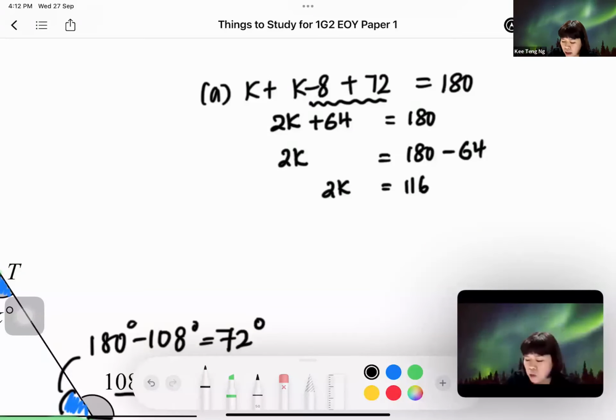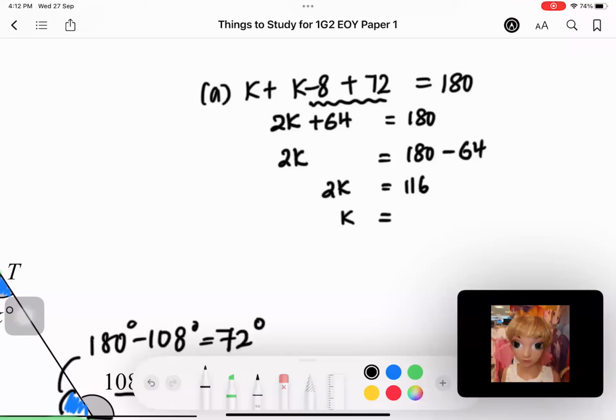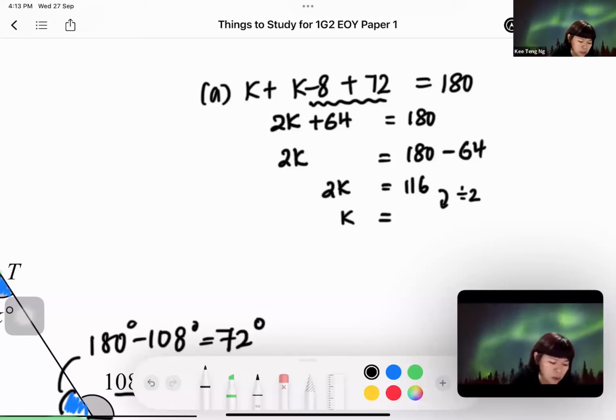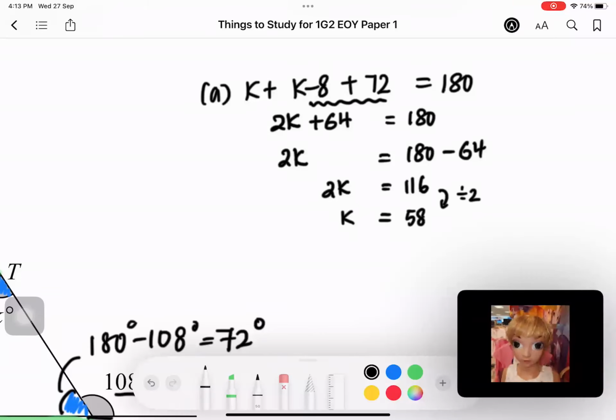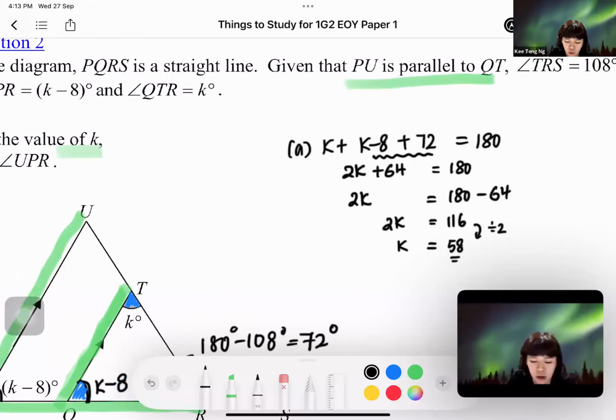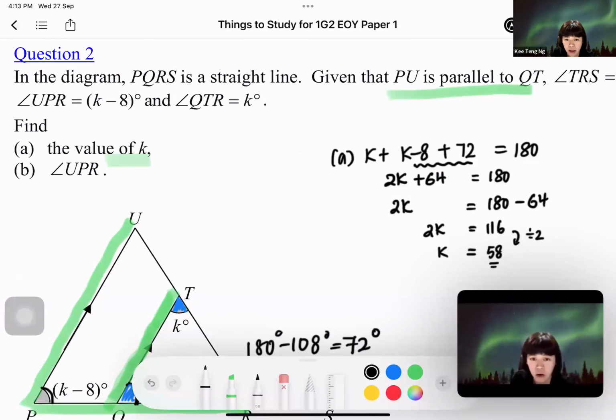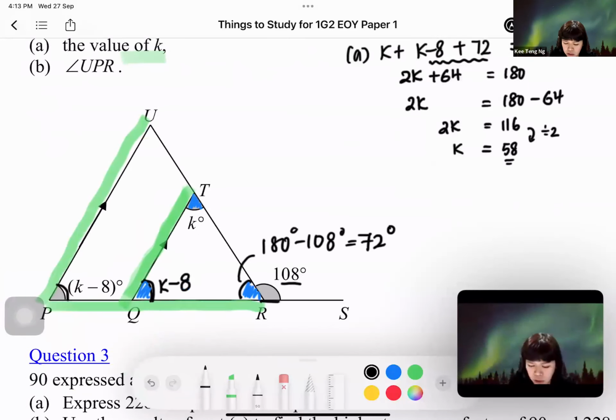Next one, then I ask the next person, Gerard. Gerard, how do I get K? How to get rid of the 2? 116 divided by 2. Okay, correct. 116 divided by 2, what's the answer? 58. Correct. Thank you very much. So I found the value for K is 58 degrees.